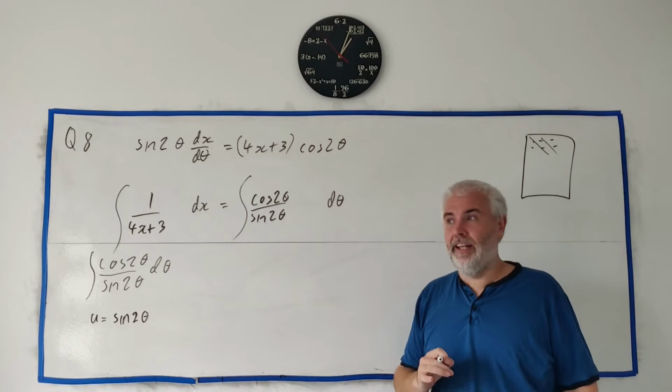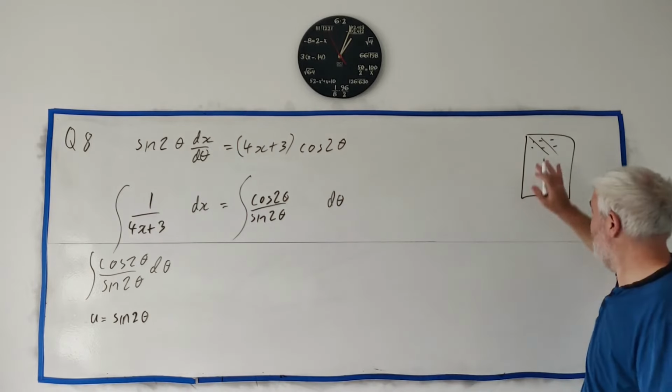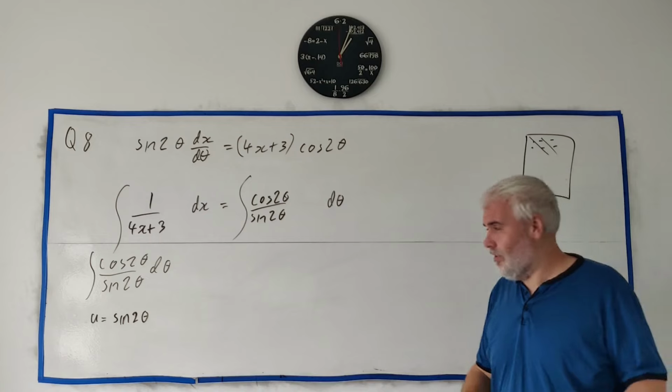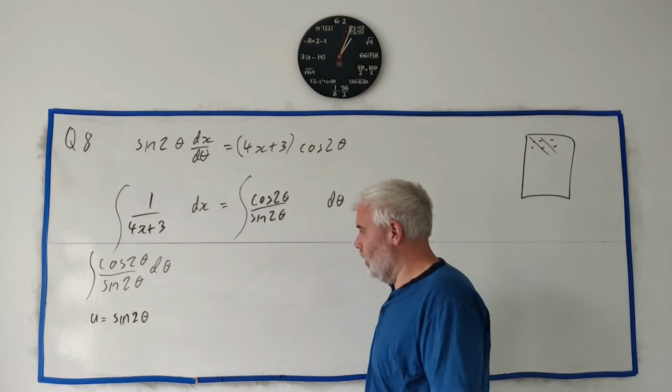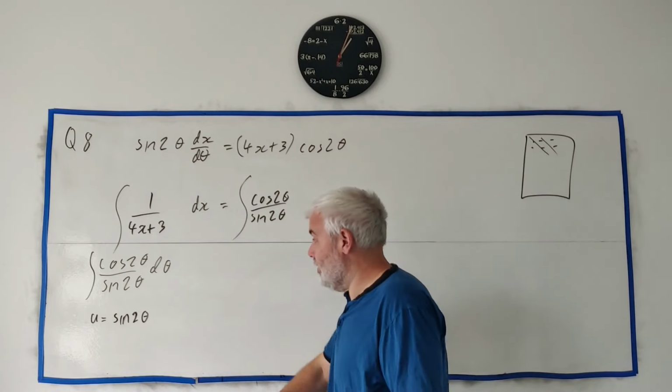You don't want to make it unreadable to the examiner, but a couple of lines through it. You should have loads of mistakes in your exams. Okay, this is not going to be one. This works out. U is equal to sine 2 theta.